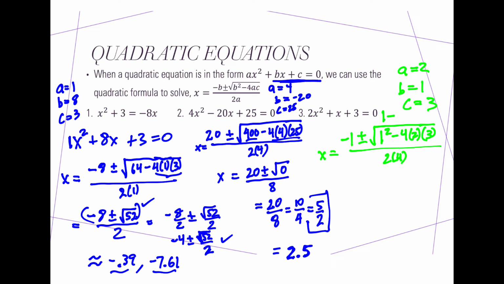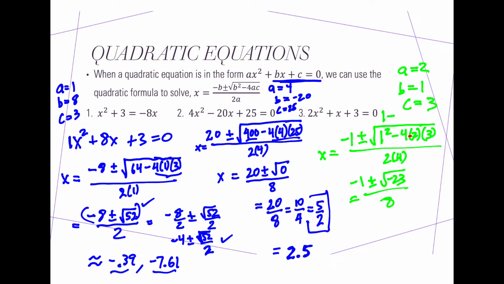I do want to point out that if either of these had been negative, if the 2 there had been negative, or the 3, then as long as one of them was negative, this subtraction would become an addition. Right? We'd have minus negative. But in this case, we don't have that. And so that's just 1 minus 24, which is negative 23. So I'm left with negative 1 plus or minus the square root of negative 23 all over 8.